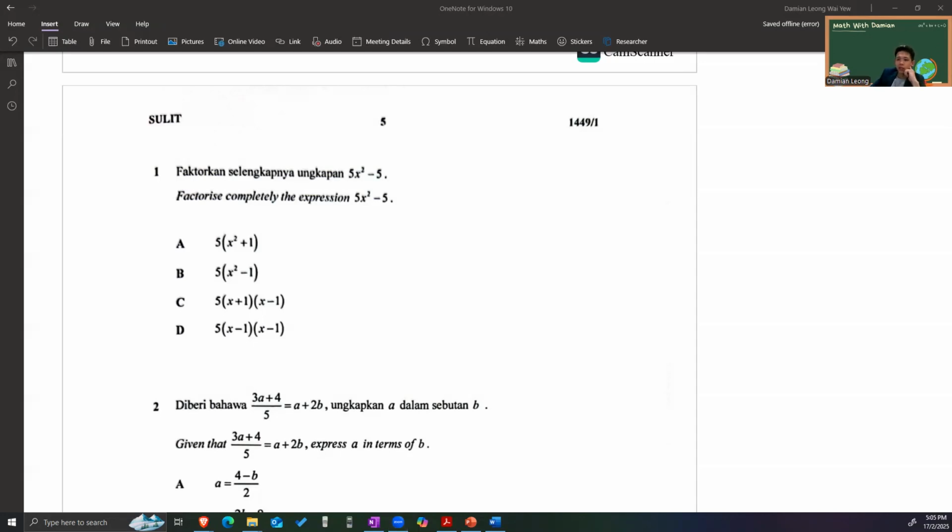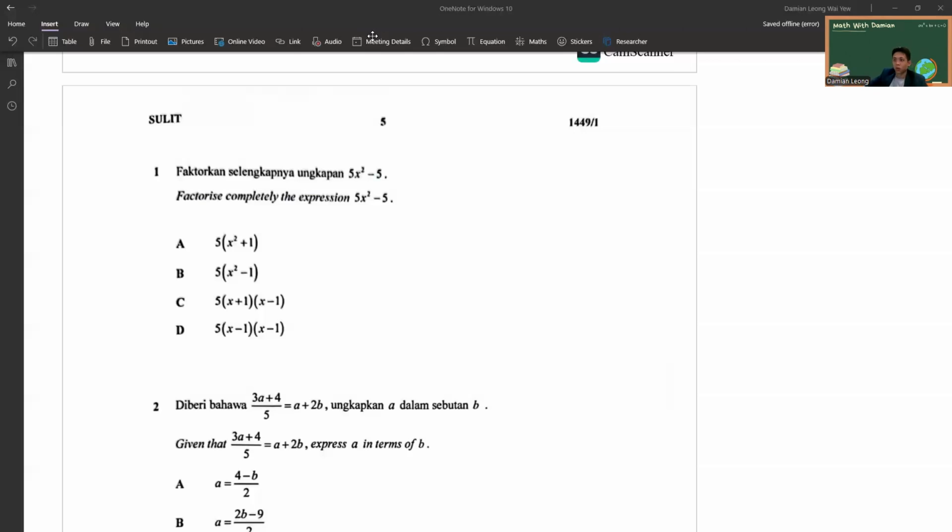So to factorize this expression, we first look at the common factor. Whenever there's a common factor, we have to take out the common factor first. So here, the common factor is 5. So take out the 5. 5x squared divided by 5 is x squared, minus 5 divided by 5 is 1.